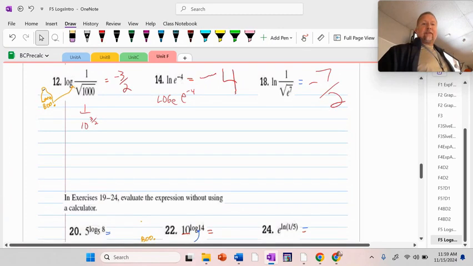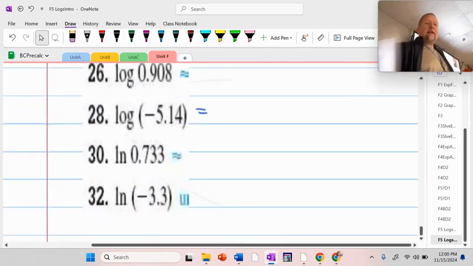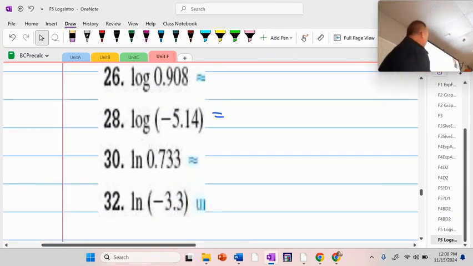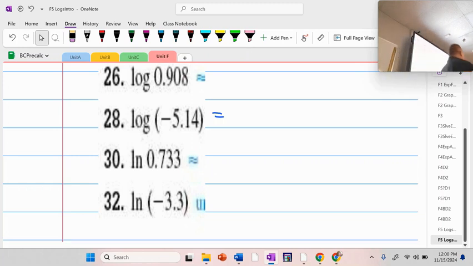And I think that's good for this. This was a special rule. And then this is when you have to use your calculator. All right. And that's when you access your log buttons. All right. Okay. So there's your introduction to logarithm.